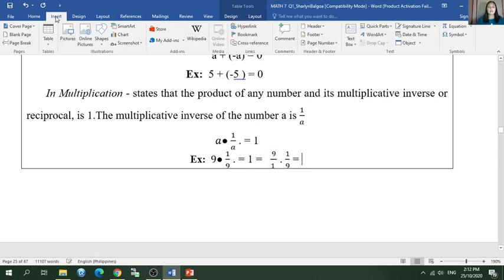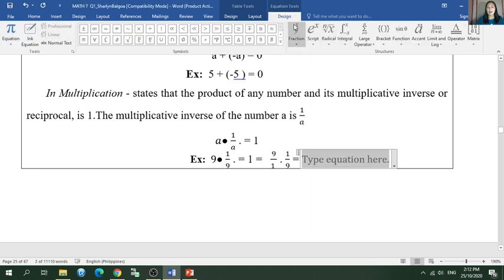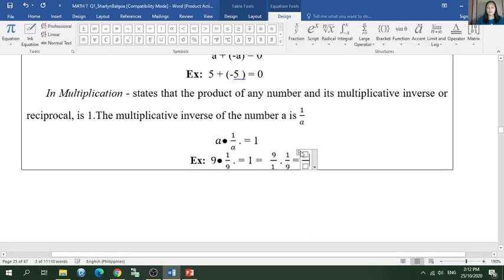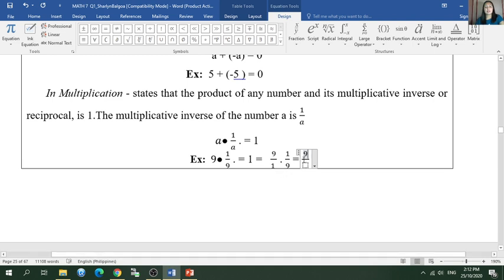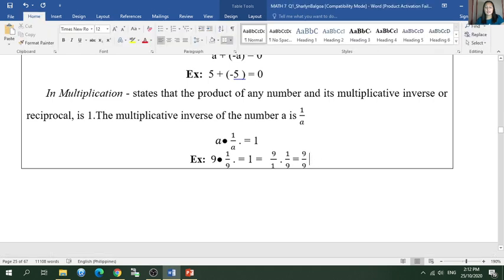So what will be? 9 times 1. So we have how many? 9. Next, 1 times 9 is 9. What is 9 divided by 9? So that is 1. Okay.